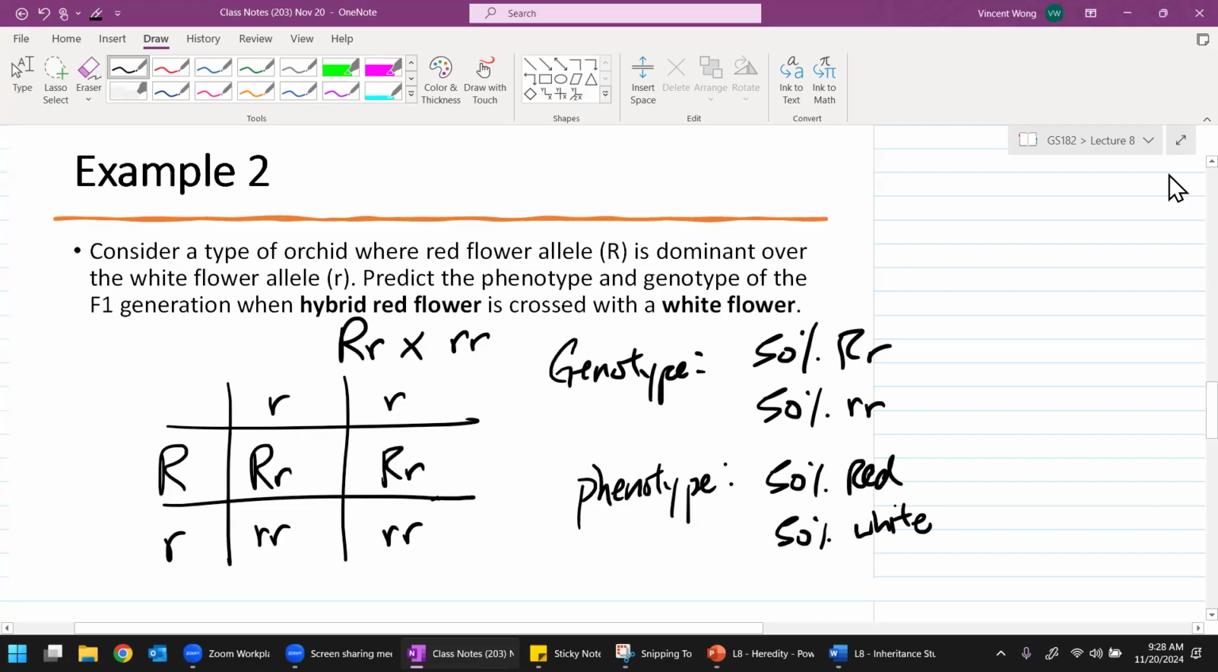Because just by looking at the red plant, I do not know if it's pure red or hybrid red, right? If I have two hybrid red plants, then I will end up having a 3-to-1 ratio. I will have 75% red and 25% white. Okay, you think about that.